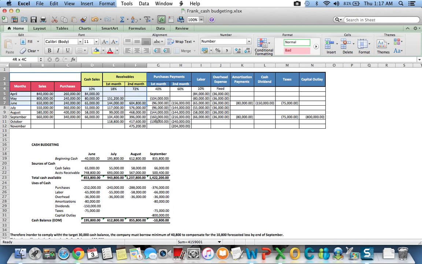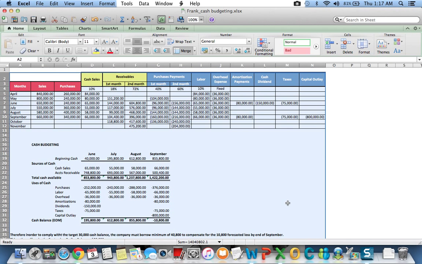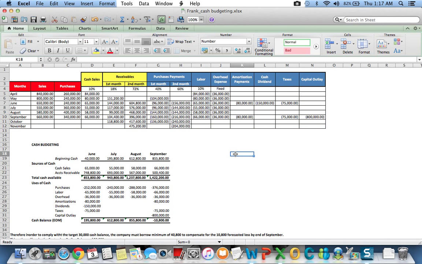This is the solution I made. Shortly, I will be explaining how the solution was made and how to come up with the cash budget for the months of June to September for Narda Corporation, as the problem requires.